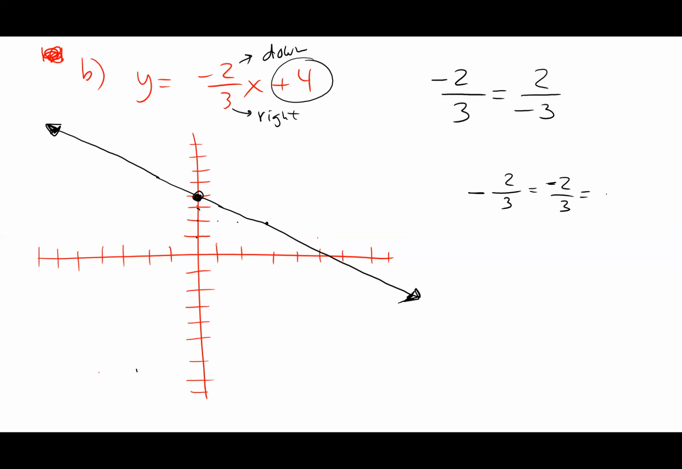Okay, so with fractions, the negative could go different spots. This is all true right here. All these 3 are the same exact value. So the negative could be on the bottom. The negative could be in front of the fraction. The negative could be on top of the fraction. All mean the same thing.